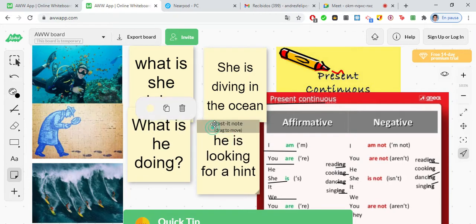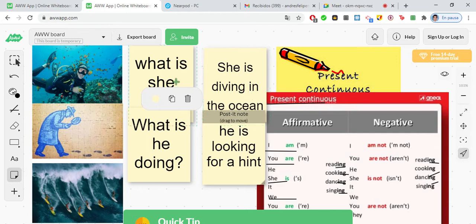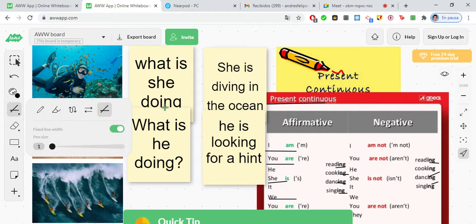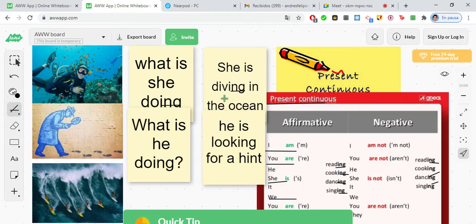In this case, we say he is, and if you notice, all the verbs in question and in answer, the verbs have the ing form, ing, okay? Always remember that is the most important thing. The next one, look at the next picture, okay?